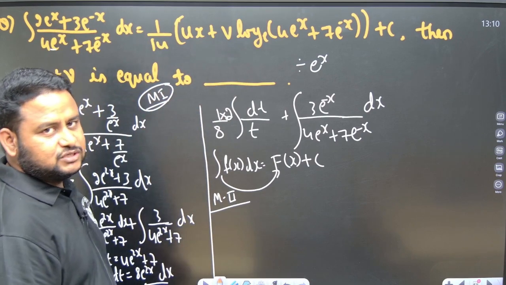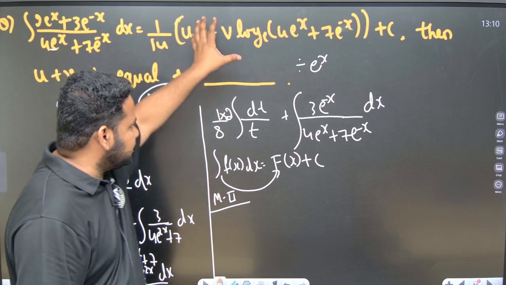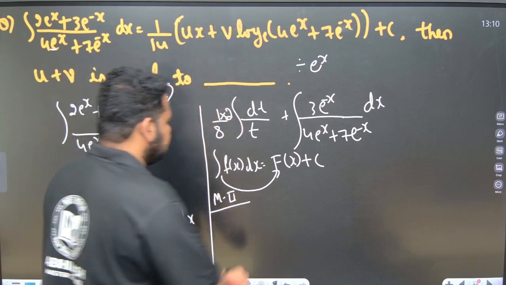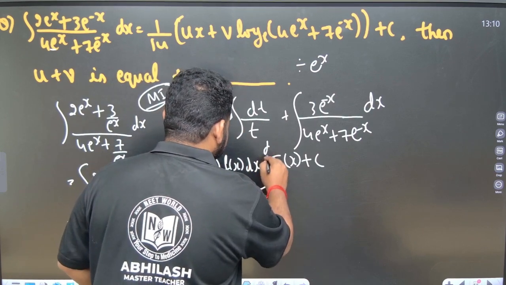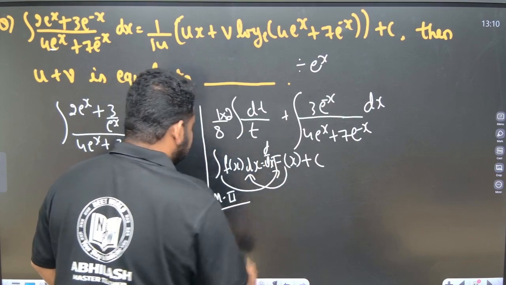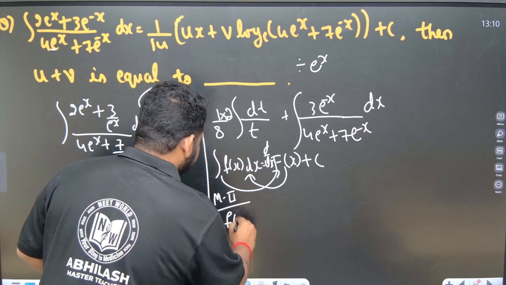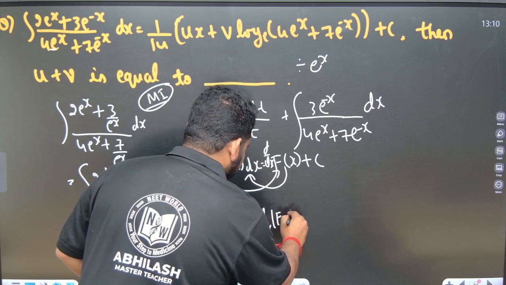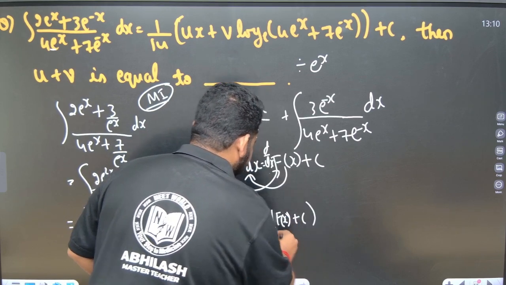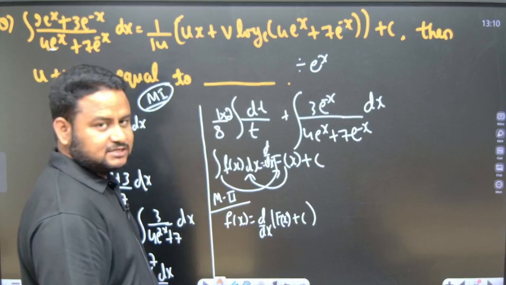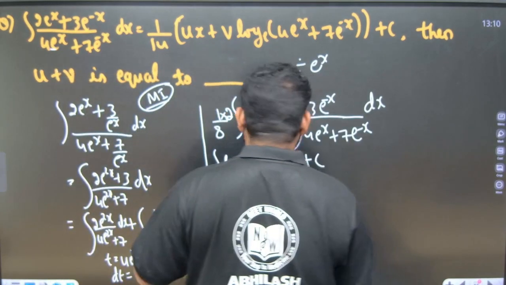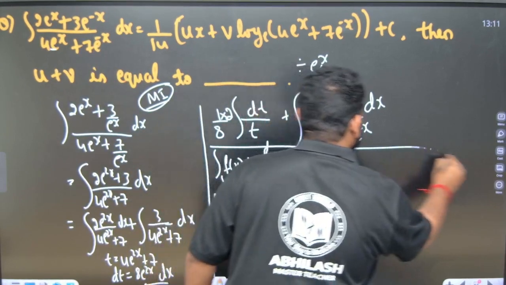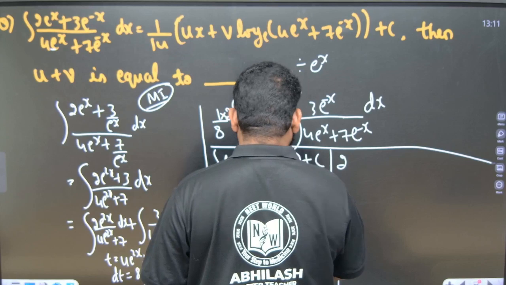So what should I differentiate? I should not differentiate this, I should differentiate this one. If I differentiate this one, d by dx of this one will give me this one. So f of x is equal to d by dx of F of x plus c. If I differentiate this one, I will get back this one. This is method 1, and this is method 2 I am doing.